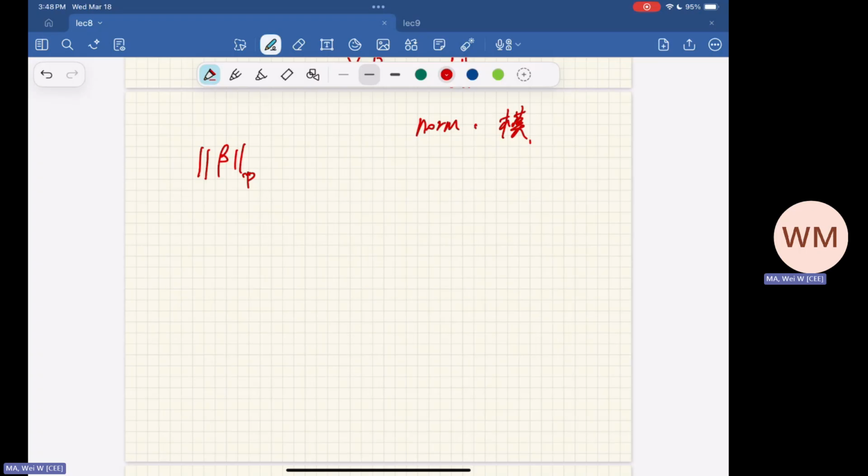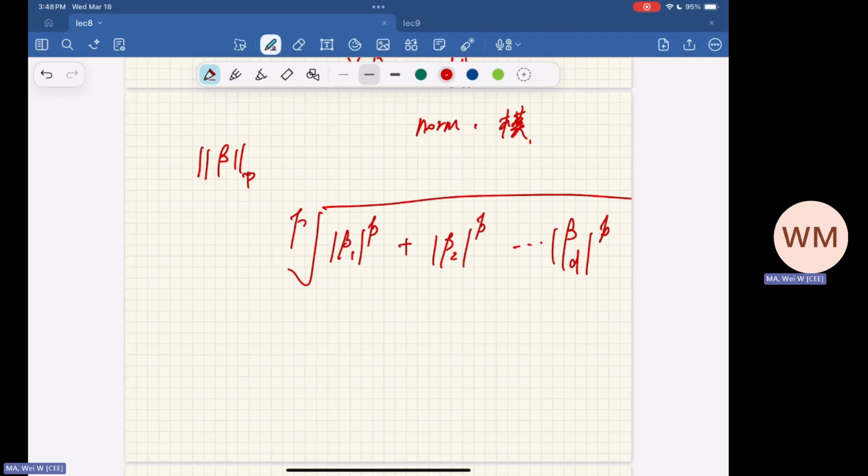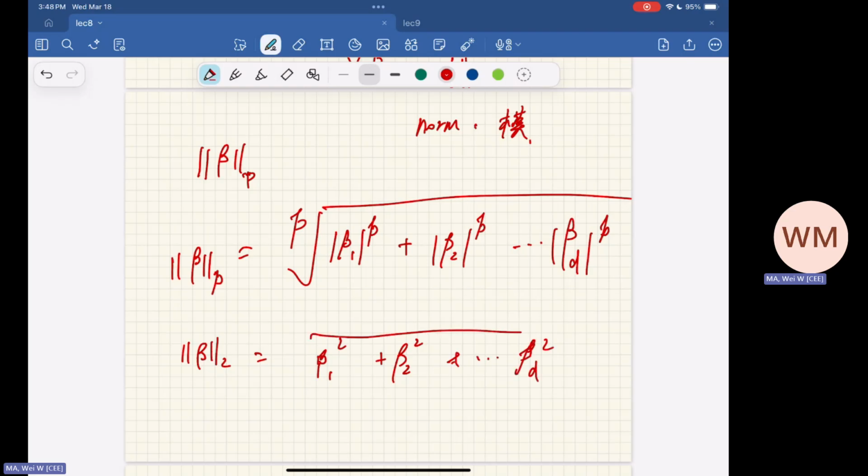Beta is a vector. So the P norm is defined as, for each element of beta, for example, beta 1 power of P plus beta 2 power of P all the way to beta d power of P, and then we take the P-th root. So this is the definition of P norm. This looks weird, right? But if you look at the 2 norm, this is basically beta 1 square plus beta 2 square plus all the way beta d square, and the square root. So this is the Euclidean distance.